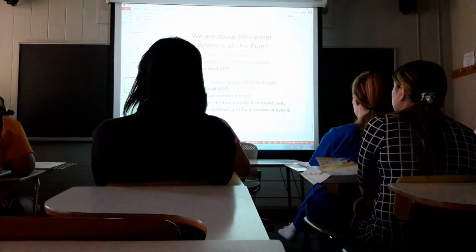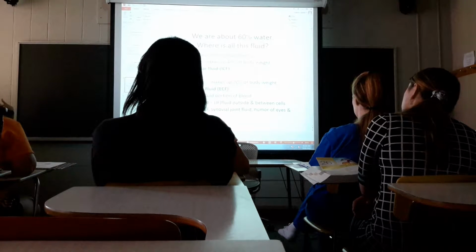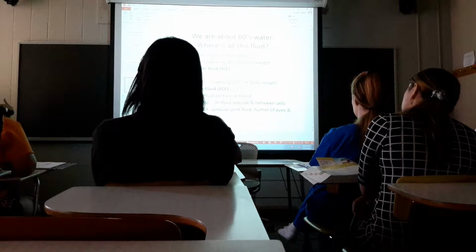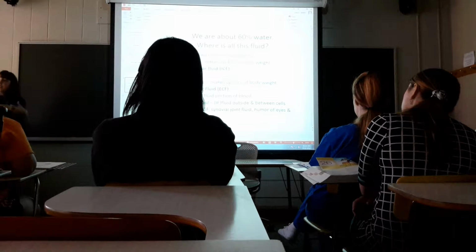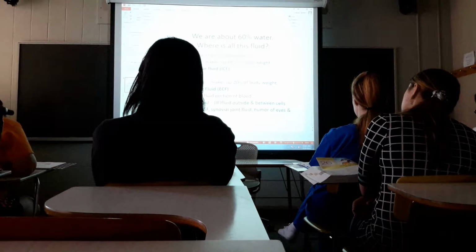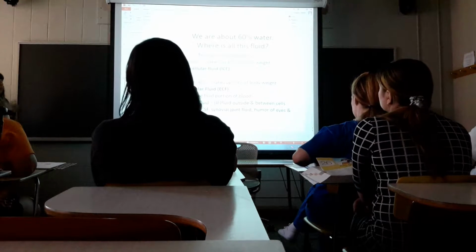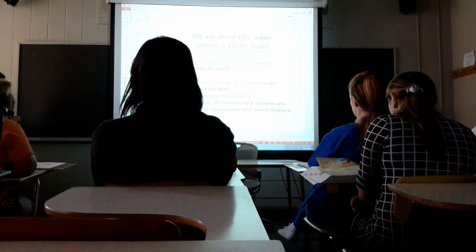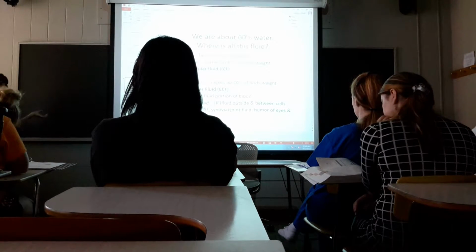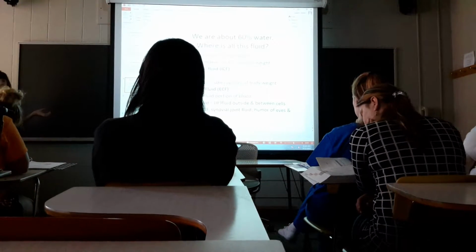And we have two main compartments. We have inside the cell, intracellular fluid. That's the fluid inside. And that makes up about 40% of our body weight, the fluid inside the cells. And then outside the cells, we have extracellular fluid. So if it's not in the cell, it's out of the cell, extracellular. And that makes up about 20% of our body weight.